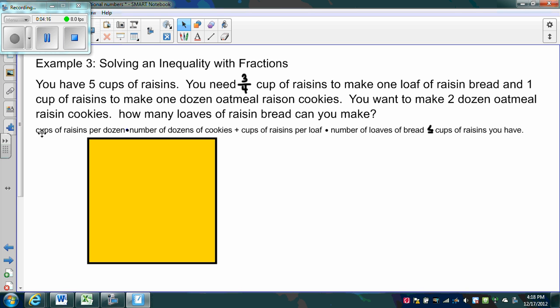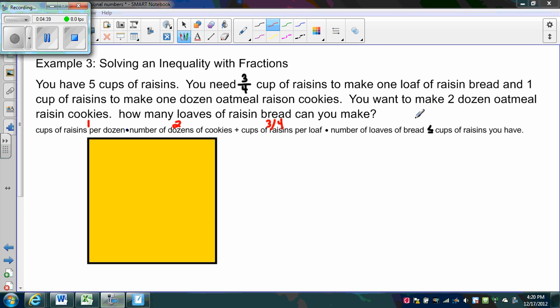Well, in this case, we need the cups of raisins per dozen cookies times the number of dozen cookies that you want. So here, you need 1 cup, and we want 2 dozen cookies. Plus the cups of raisins per loaf we need is 3/4 times the number of loaves of bread. Well, that's what we're trying to figure out, so that's our x, is less than or equal to the cups of raisins you have. Well, we have 5 cups.